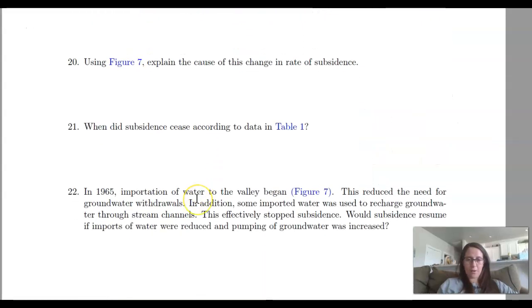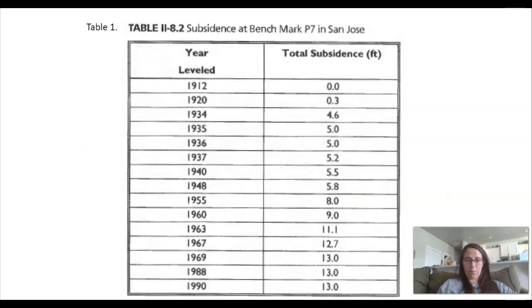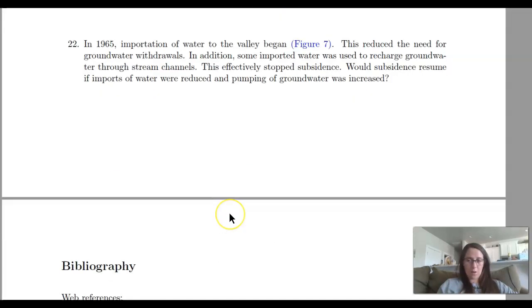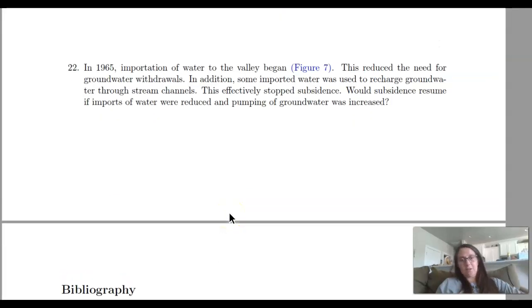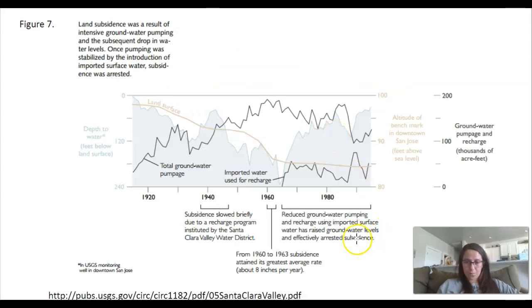So when did subsidence cease according to table 1? If you go to table 1, where within these years does the total subsidence just completely stop lowering? I think you can figure that out on your own. And then lastly, in 1965, importation of water to the valley began. You can see that in figure 7, here, imported water used for recharge.